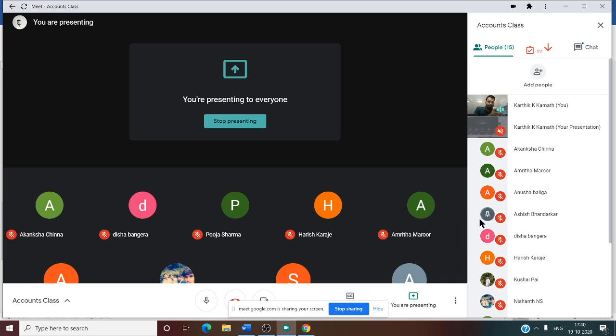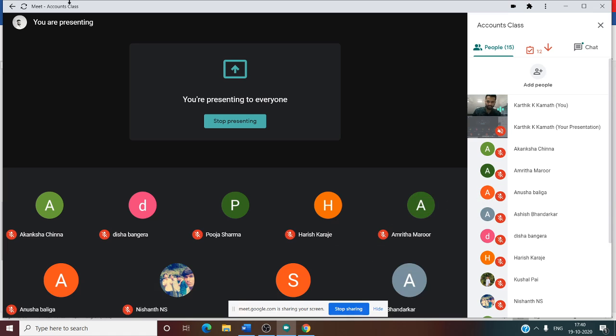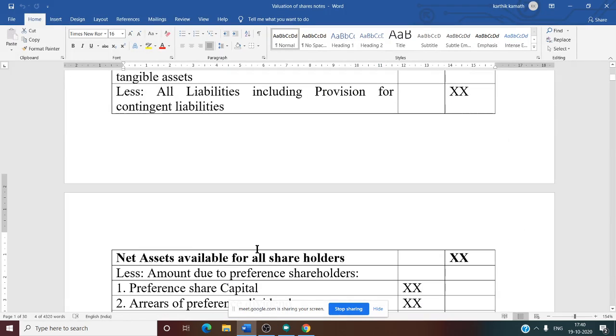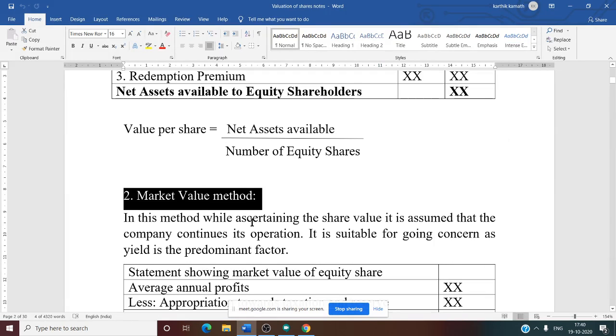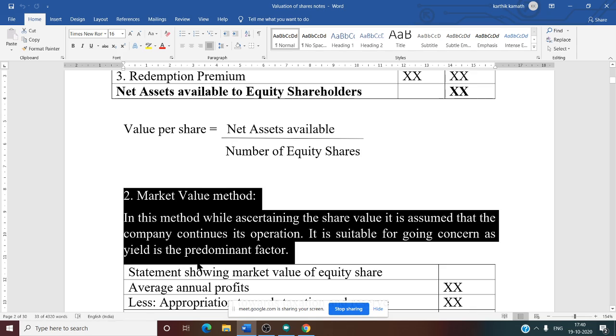So now, after knowing the first method, we need to discuss the second method. So what is our second method? The second method is the market value method. Another name for the market value method is the yield method. So what is this market value method?